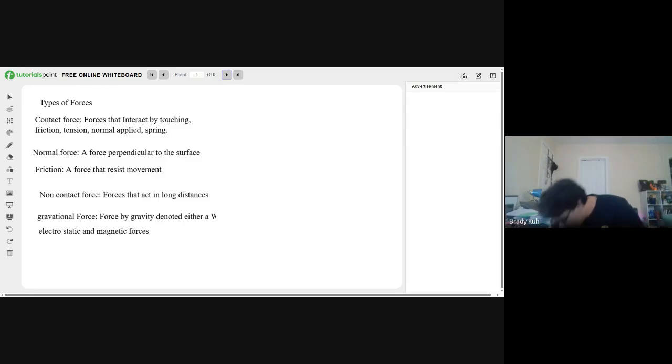Friction is a contact force because the blocks are together, and it goes against the surface of one or the other. Spring is a contact force, and anything involving normal force. A normal force is a contact force, and most normal forces are perpendicular to the surface.